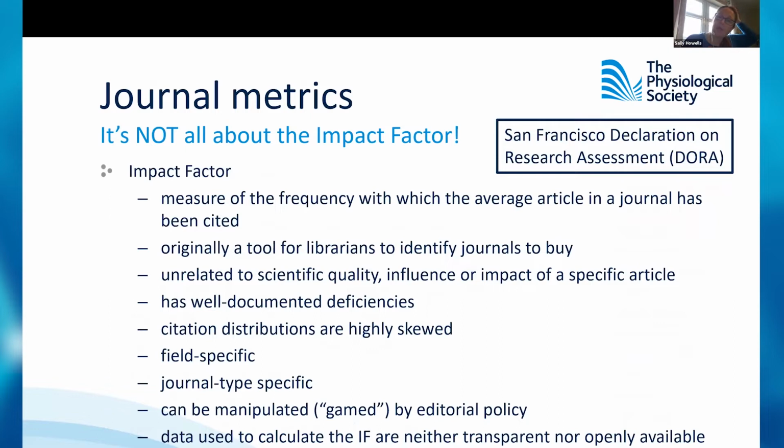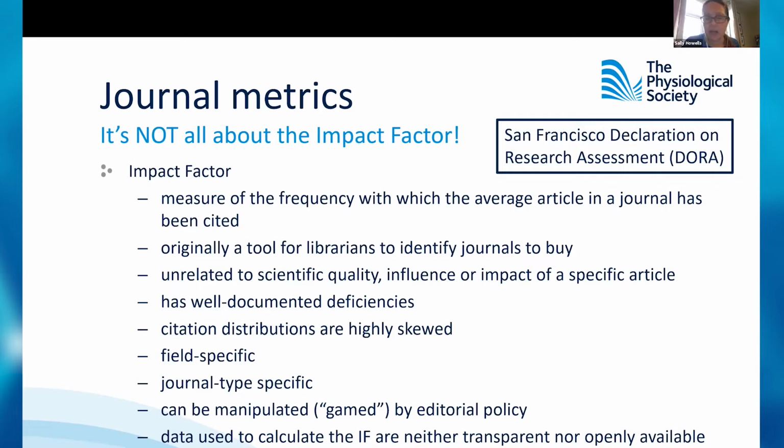You have probably all heard of journal impact factors. Well, that is one of the metrics that you can look at, but it is not particularly helpful. It was actually a tool originally made for librarians to help identify which journals they should buy. It had nothing to do with the quality of the research that a journal published. So it's a metric that you can use.